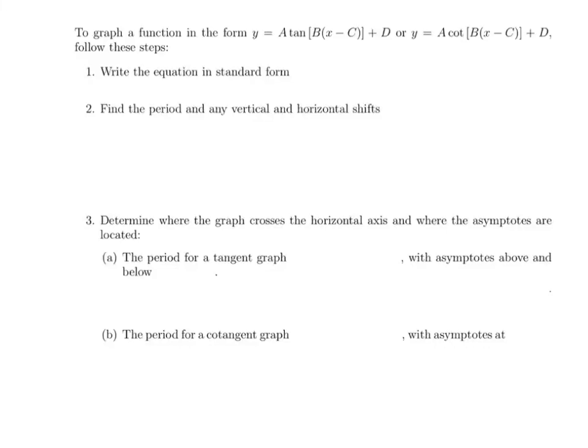So let's go through the steps for graphing a tangent or cotangent function. We want to write the equation in standard form. So here are the two standard forms. So this is very similar to all the rest of the standard forms for the other trig functions, but just in place of tangent or cotangent, or I should say tangent and cotangent are in place of where the other trig functions would go. We want to find the period and any vertical and horizontal shifts. Well, the vertical shifts are going to correspond to D. The horizontal shifts are going to correspond to C. Sometimes the horizontal shift is called a phase shift.